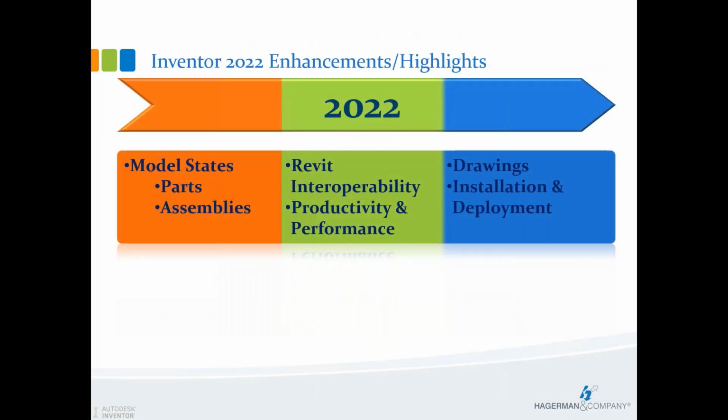So kind of 5 big areas of the 2022 software, model states being the biggest one. This has been on the wish list and the idea station for years, and it's taken a few releases to get it correct and get it into the software. It's been part of the beta environment for the past 3 releases. It finally made it to production. It's ready to roll. Revit interoperability is getting easier to work with on the architectural side, sending and receiving files. We've got some nice productivity enhancements, drawing enhancements, and then the installation and deployment has changed from how we know it from the past. It has changed for the better.